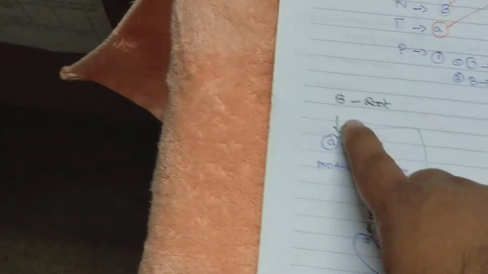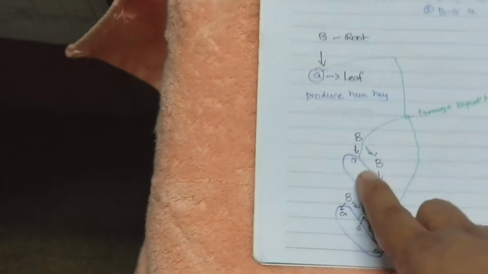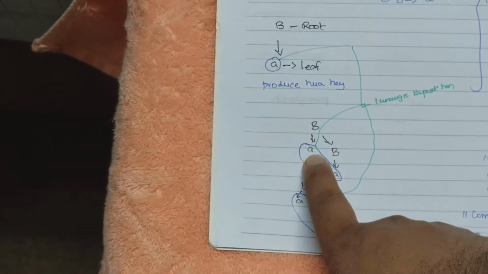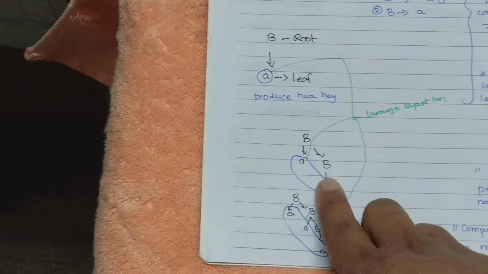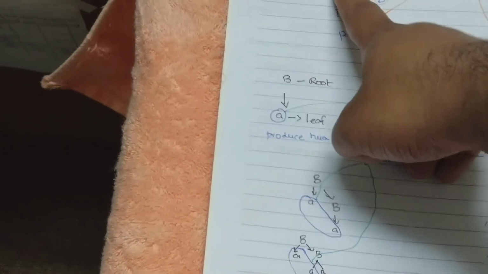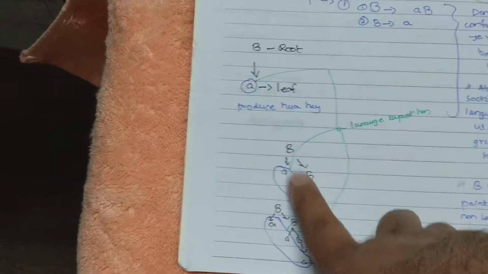Okay, now B in this case is root and A is a leaf. Okay, and we see that B is a parent and A is a child, and B is also a parent, B belongs to B, because the non-terminal starting point is B and non-terminal is also B.